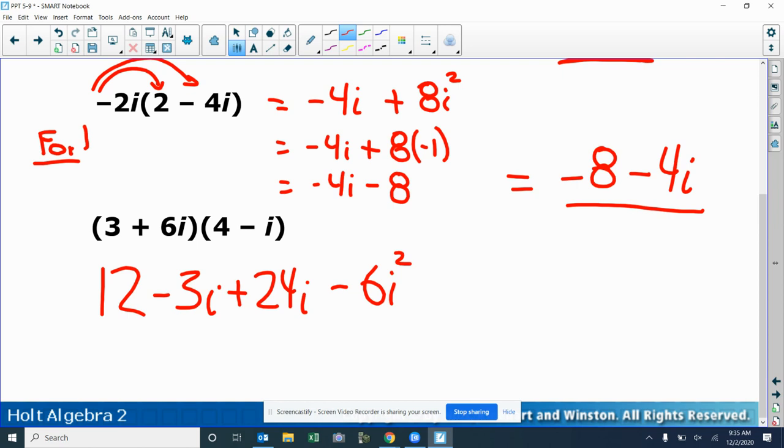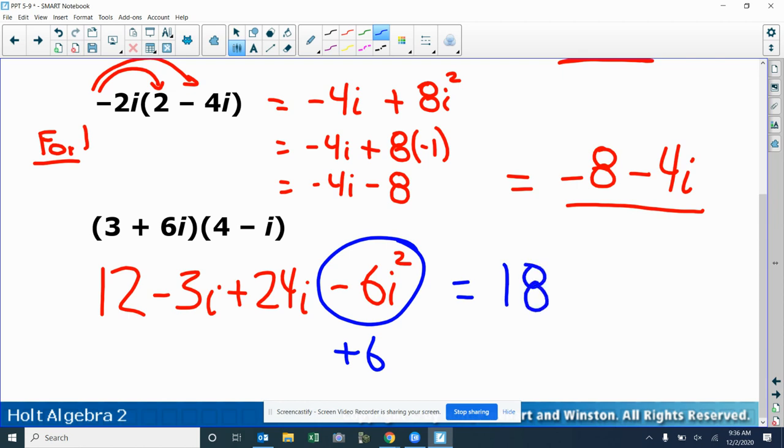So distributing those guys right there, how's everybody feel? All right. This guy right here, what does he change to? That changes to +6, doesn't it? So now I have 12 and 6, which gives me 18, doesn't it? And now I've taken care of my numbers. I have them out front. 24 minus 3, or -3 plus 24 is going to give me positive 21i. There you have it. Multiply.